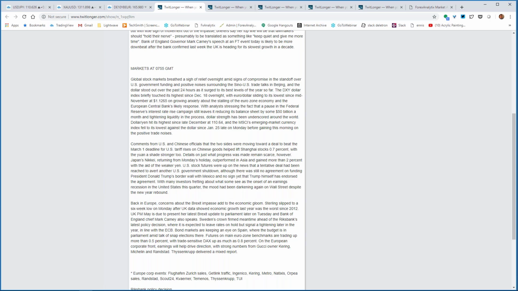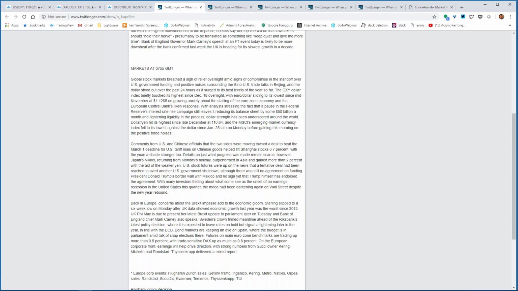The euro slid on growing anxiety about the stalling of the Eurozone economy and the European Central Bank's likely response, with analysts stressing the fact that a pause in the Federal Reserve's interest rate campaign still leaves it reducing its balance sheet by some $50 billion a month and tightening liquidity in the process. Dollar strength has been underscored around the world.